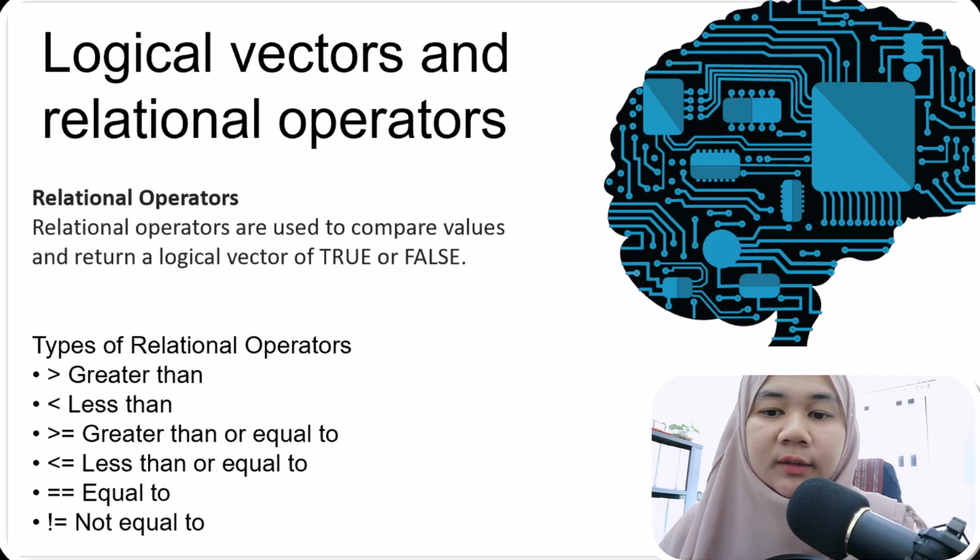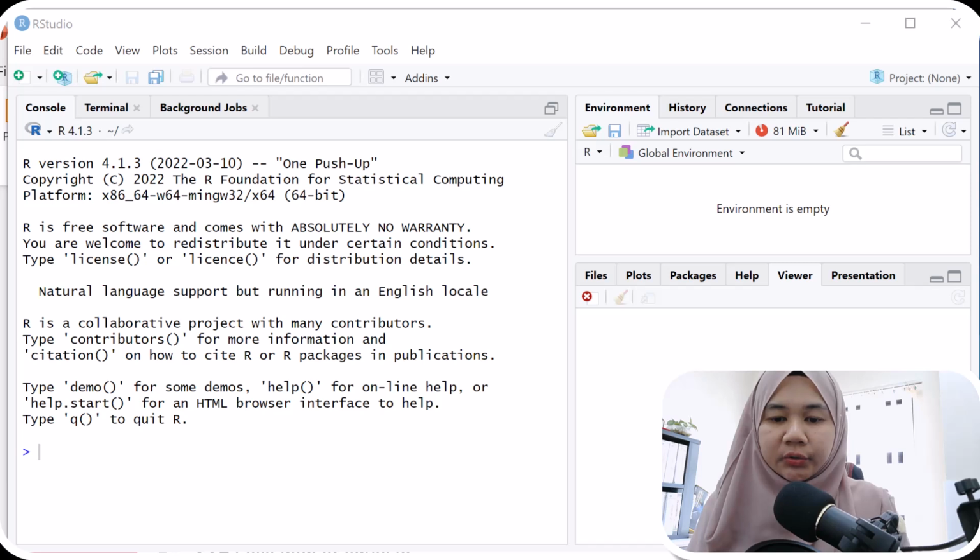Okay guys, besides logical vectors, we also have relational operators in R. Relational operators are used to compare values and return a logical vector of true and false. These are several types of relational operators in R: greater than, less than, greater than or equal to, less than or equal to, and not equal to. You can use relational operators to compare vectors, and the comparison is performed element-wise.